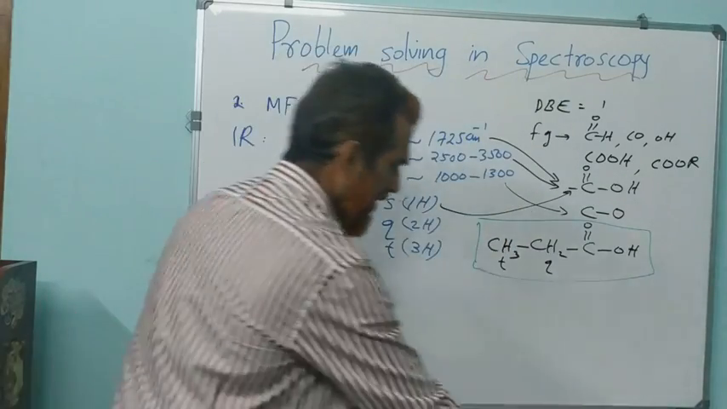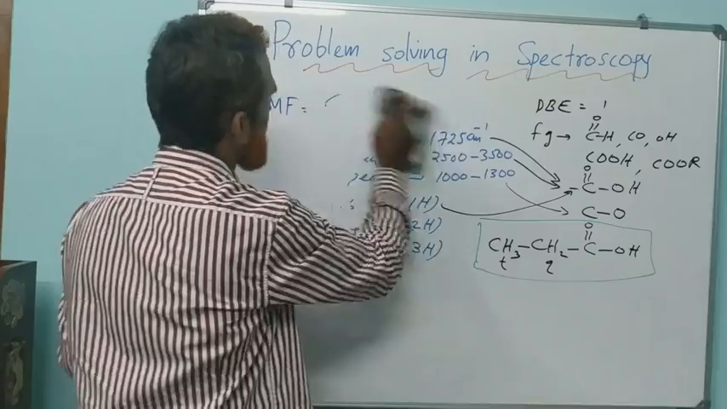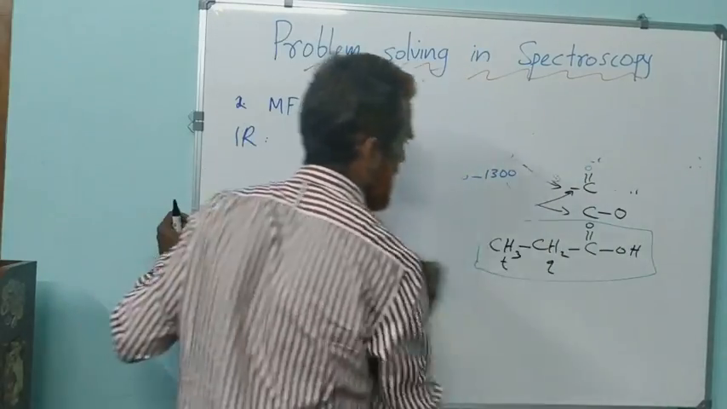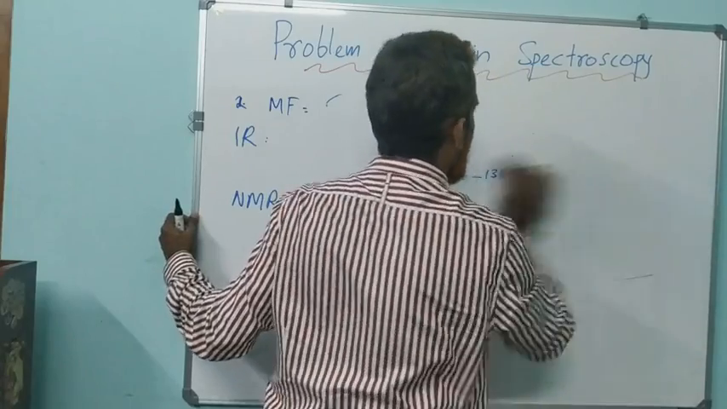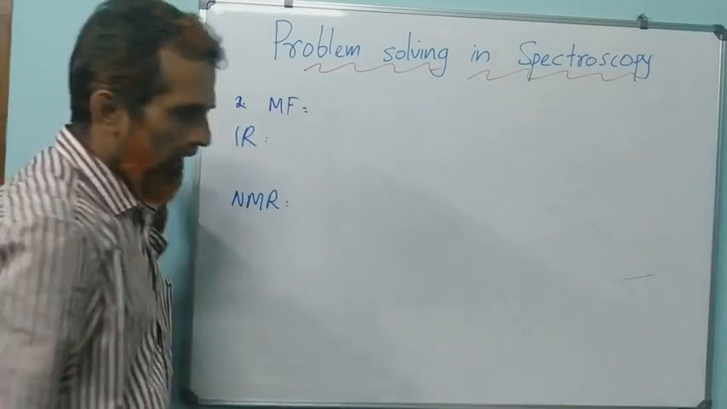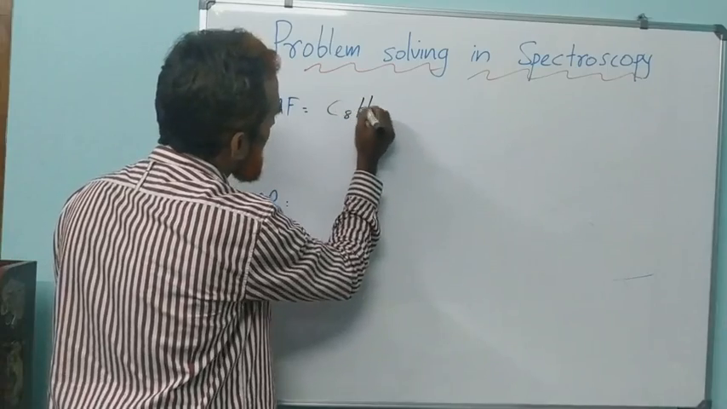Right? Now the last one. We discuss one more example, a little different one. Just see what is the difference. Here the molecular formula given is C8H8O.